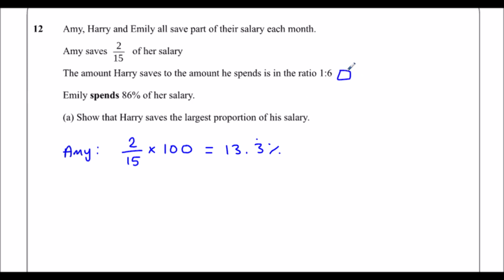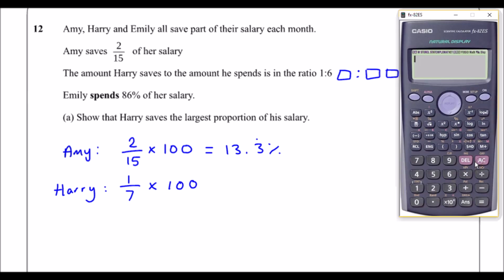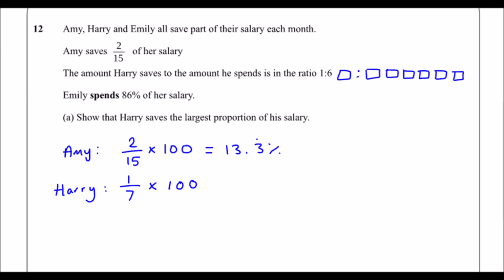The amount Harry saves to the amount he spends is in the ratio 1:6. So we're saying he saves 1 part and spends 6 parts. So that's 1 part out of 7 parts in total that he saves. So it's 1/7 of 100. So 1/7 of 100, that's 14 point, we'll say 1 decimal place, 14.3%. And Emily spends 86%.